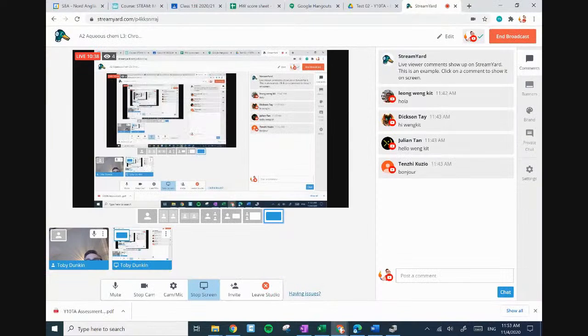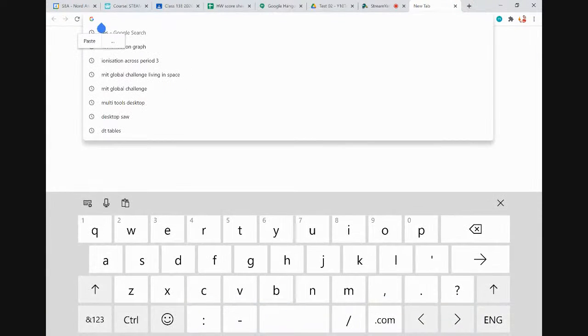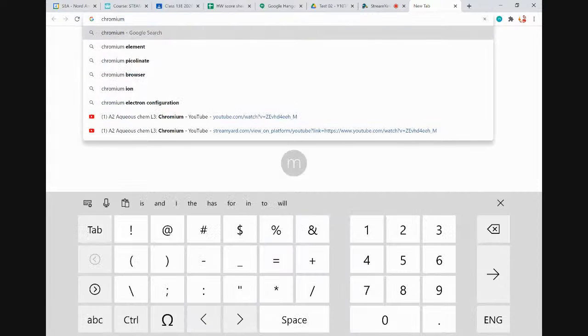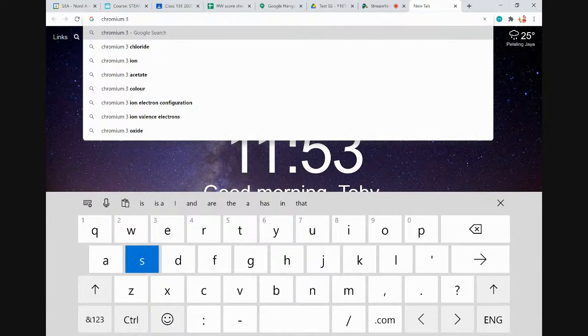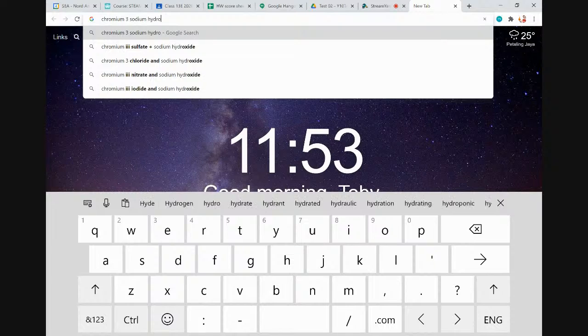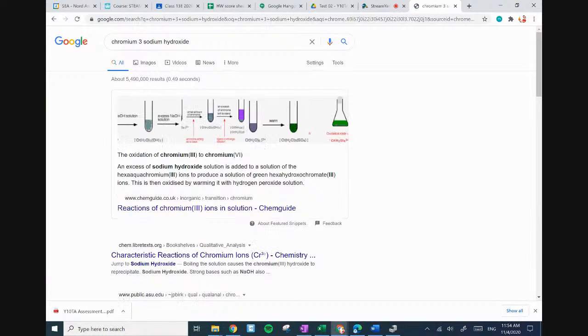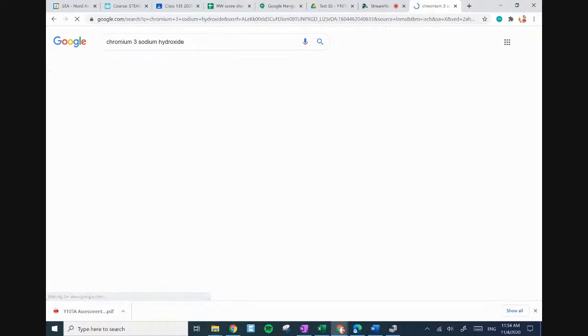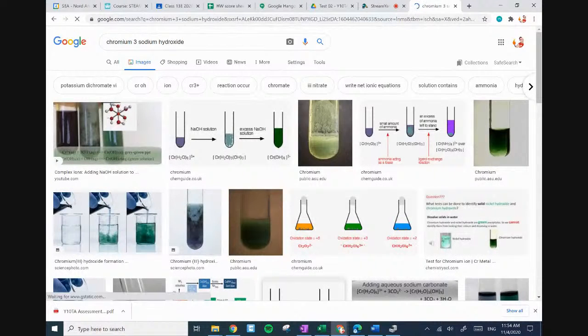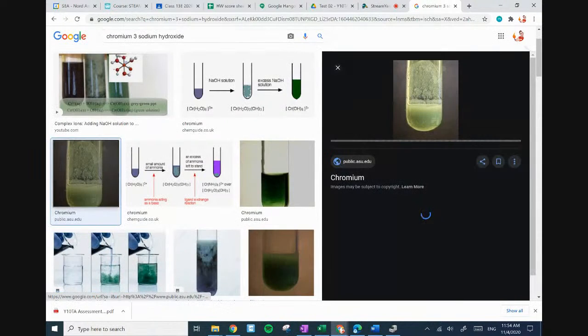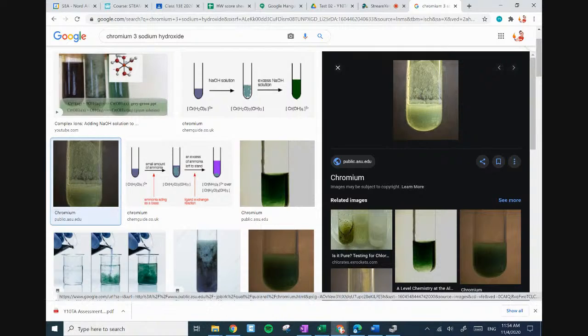So let's go to my things. Let's do chromium 3+ and sodium hydroxide. Now what happens is you're going to form a green precipitate. Images. I'm kind of hoping there's going to be a picture of the real life thing. There you go. It's gross, or what? So the violet color, which it started out as, forms a green precipitate.